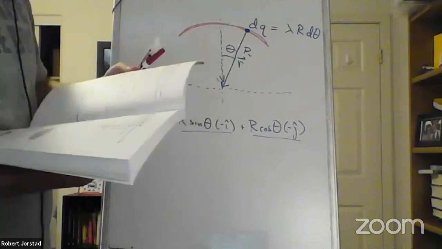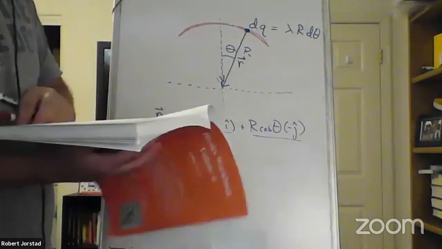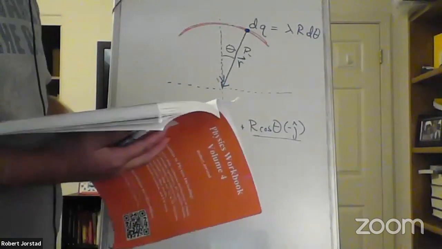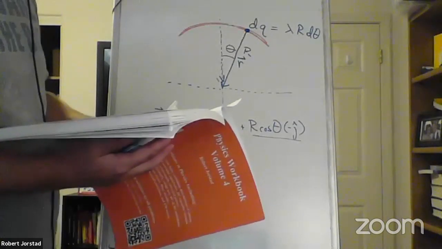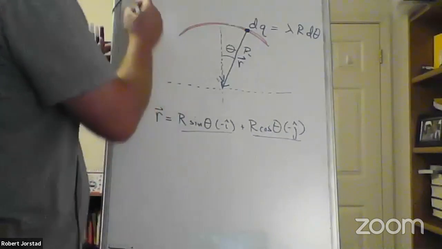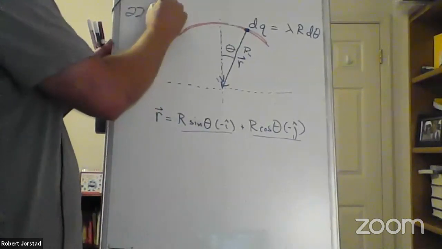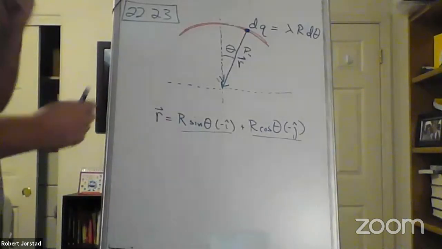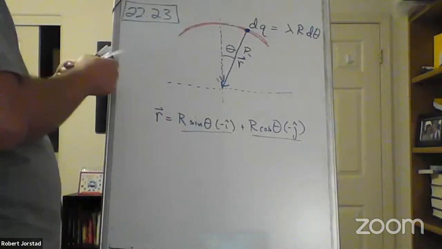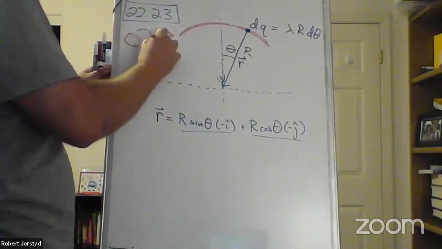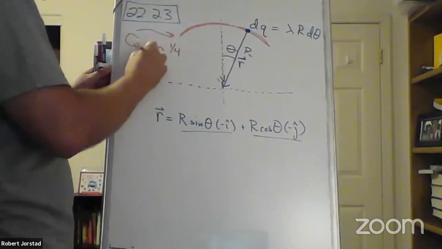Okay, there we go. Whoops. What problem are we doing? Geez, 22.23. I should put that on the whiteboard. So it's uniformly charged Q. Got it. Quarter circle. Sorry, I forgot to number it. 22.23. So it's total charge Q, and it's a quarter circle.